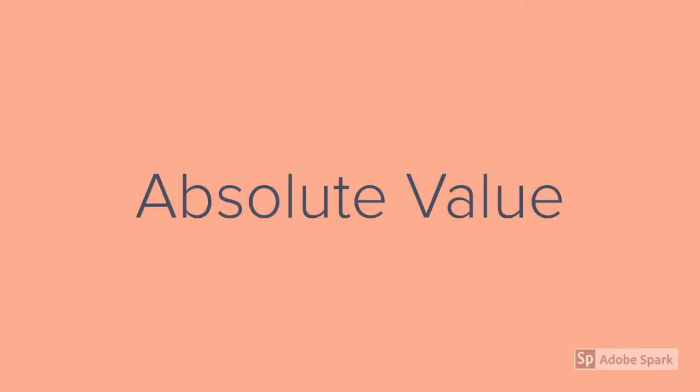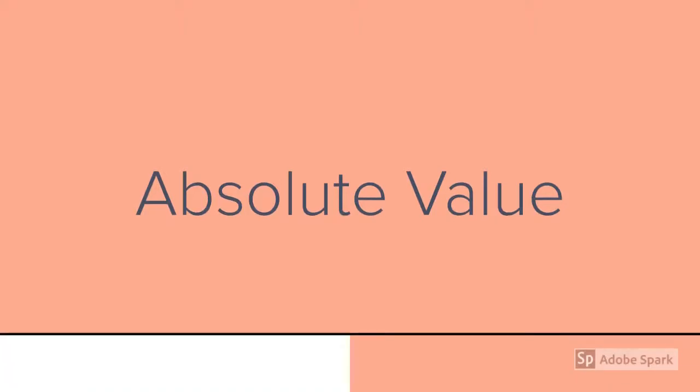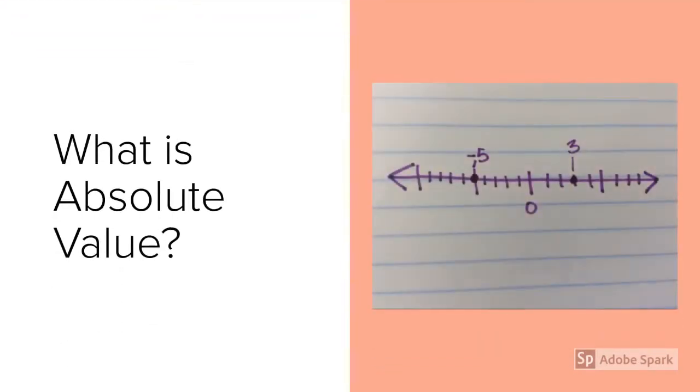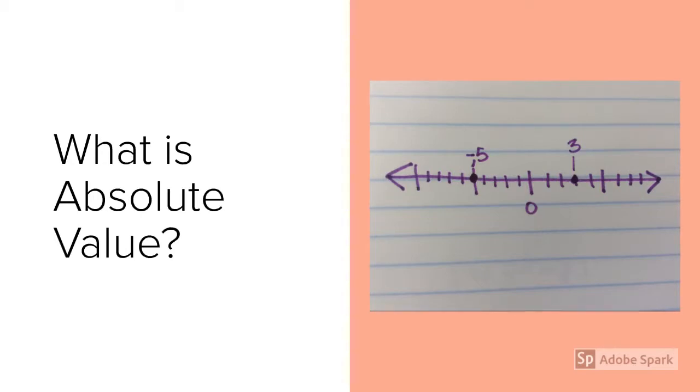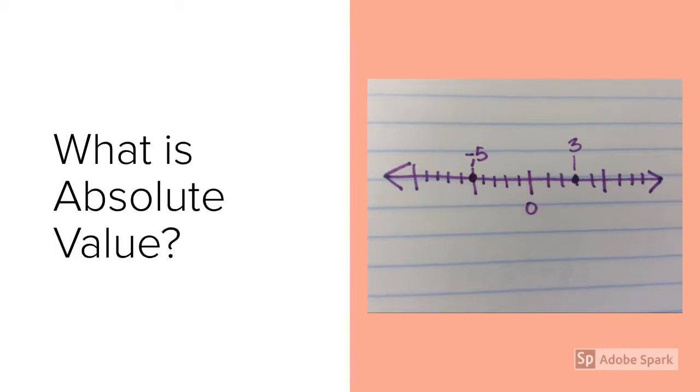In today's video, we will learn about absolute value. Absolute value is the distance between a number and 0. For example, the picture shows a number line and it marks -5 and +3. The absolute value of -5 is 5 because the distance between -5 and 0 is 5 on a number line. The absolute value of 3 is 3 because the distance between 3 and 0 is 3 on a number line.